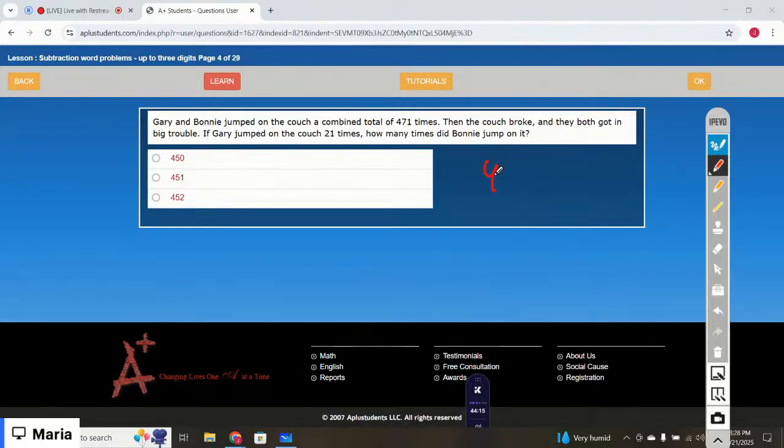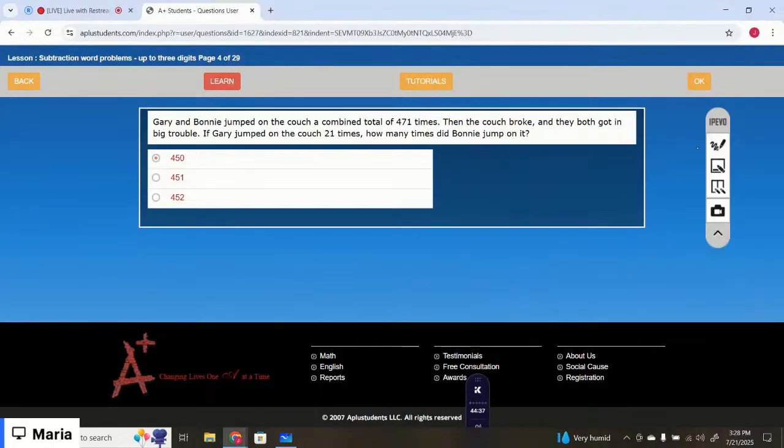So 471 times they did in total. 21 times Gary did. So 1 minus 1 is 0, 7 minus 2 is 5, and 4. So he did 450 times. Option number 1 is the correct option. That is 450.